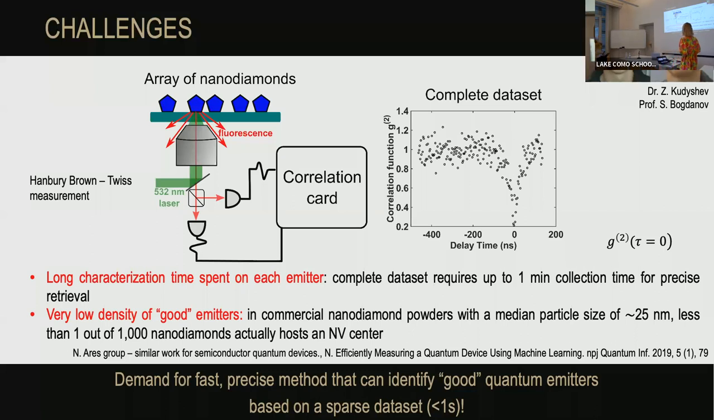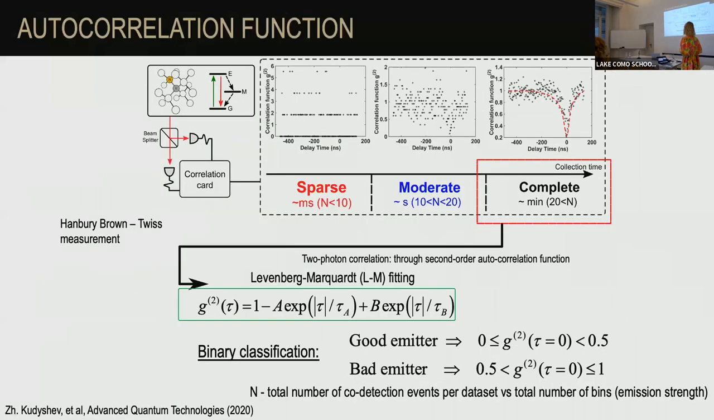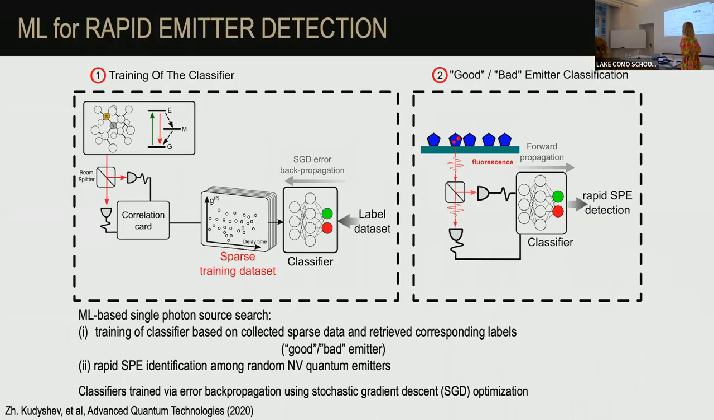So, I'm sure that Vlad told you about the characterization of single emitters, where you're collecting the second order autocorrelation function and finding its value at zero delay time, which has to be below 1/2 for a good emitter and above for a bad emitter. Classifiers are able to actually recognize good and bad emitters from really sparse training data sets, which means that if you have a substrate, or better, a two-dimensional material that you want to characterize, you can in fact do real-time scanning of your fluorescent defects or emitters, and in real time perform this quantum materials metrology.